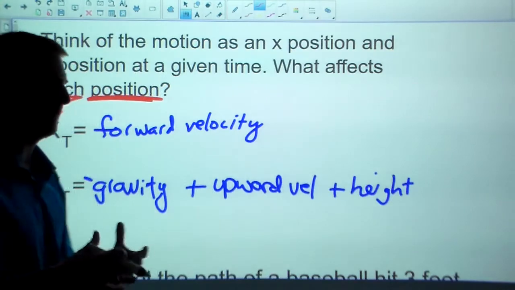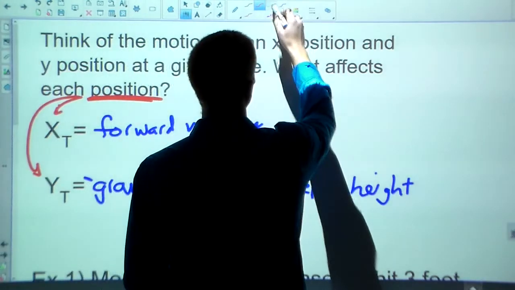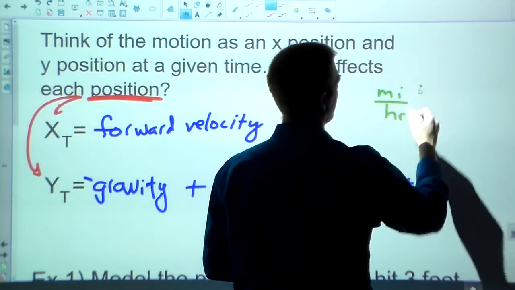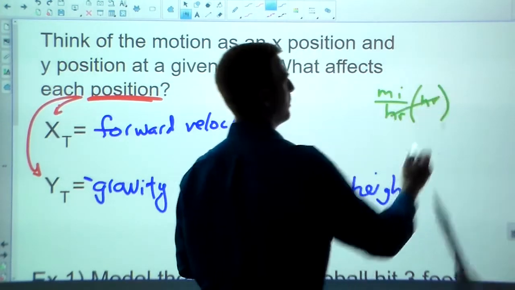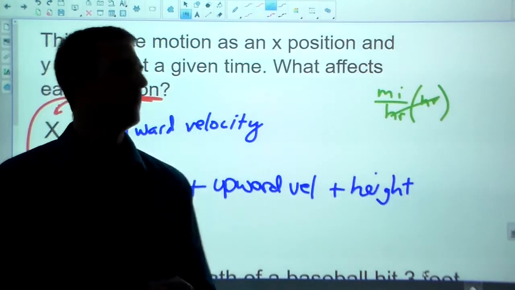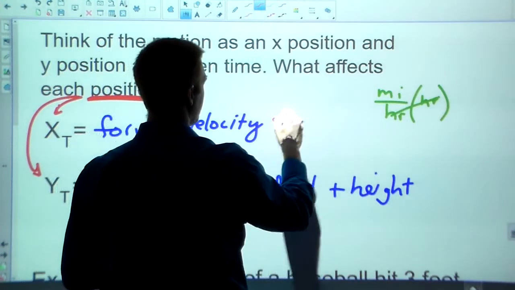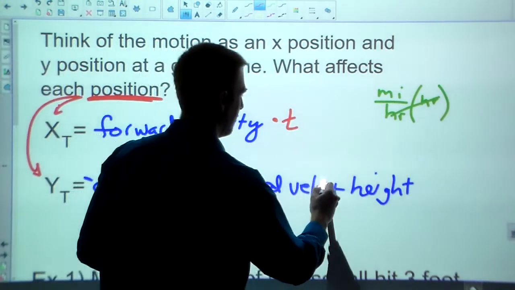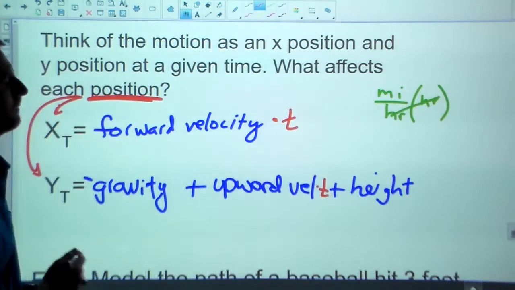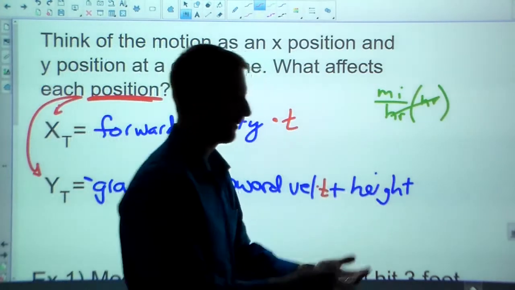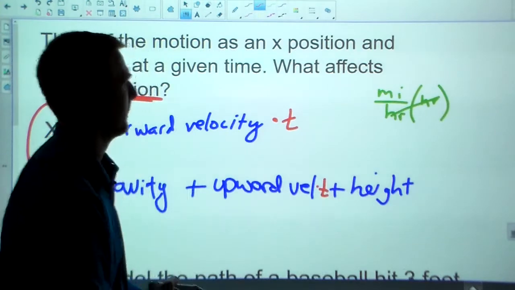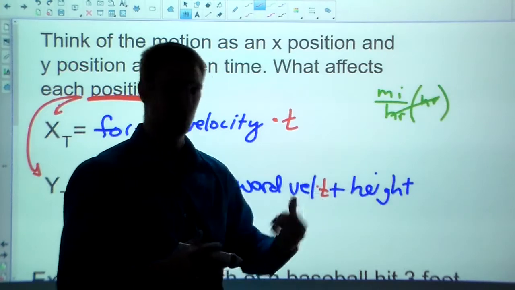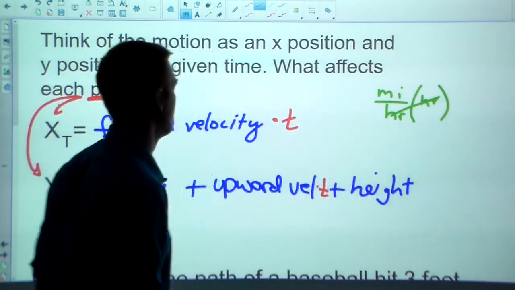You take your speed times your time, and the reason that's going to be true is that speed is something like miles per hour, and if you multiply that by the number of hours you traveled, you end up with just miles. So we do need to say times time for velocity. Same thing down here, upward velocity times how long it traveled at that speed. Height is already in terms of just feet. If you want to do feet here, meters, whatever you want to go with. So that's good. Velocity times time gives you a distance as well. So that's a distance, that's a distance.